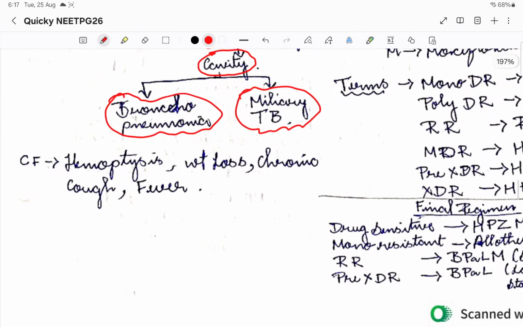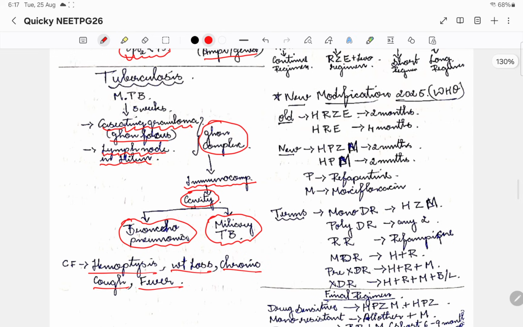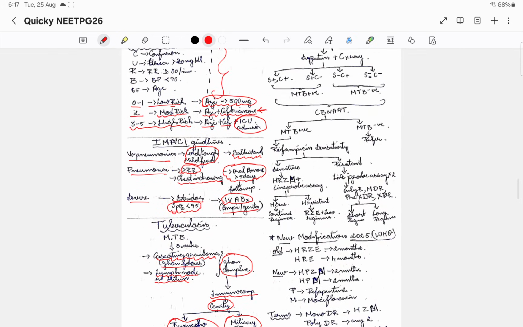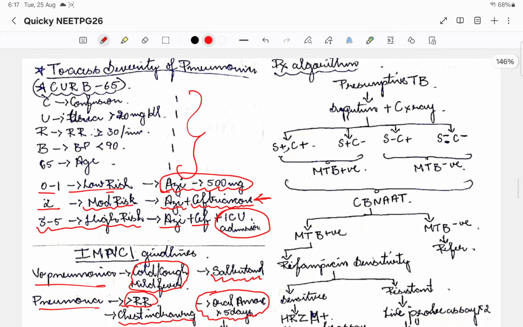Okay, so how is the patient going to present? There will be hemoptysis, weight loss, chronic cough and fever with respect to tuberculosis. So this is how a tuberculosis patient will present. Let us see the algorithm, how we are going to diagnose and how we are going to treat a TB patient. Suppose a patient is presumed to be TB. With all these symptoms, if a patient comes to you, he is given the name presumptive TB case.